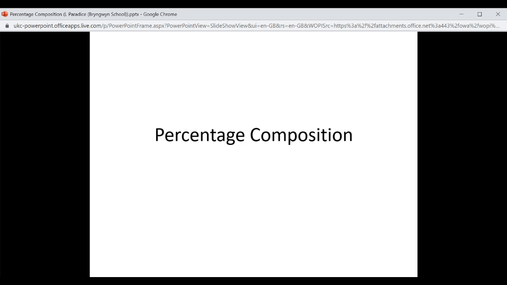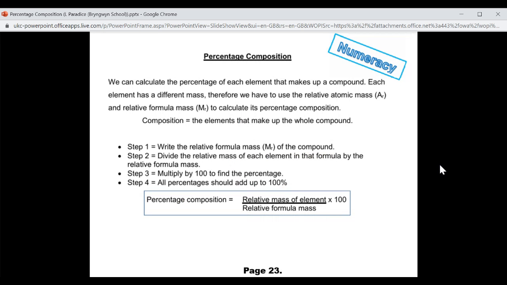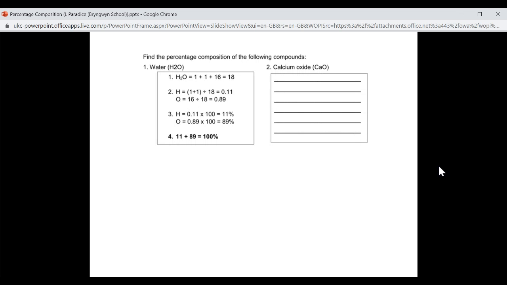Okay, so percentage composition. Now, it's basically page 23 we're starting from. Just to recap then, for the percentage composition, we're determining the molecular mass of a particular element within a formula or a compound. So the percentage composition is the relative mass of the element divided by the relative formula mass times 100. So let's just work through some examples.